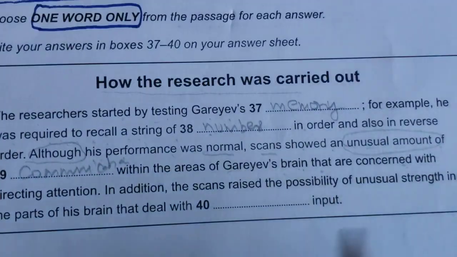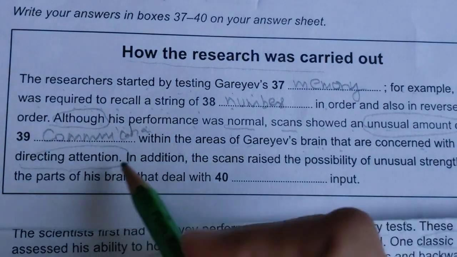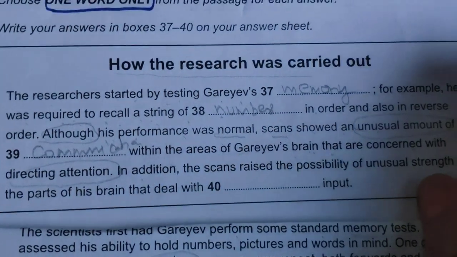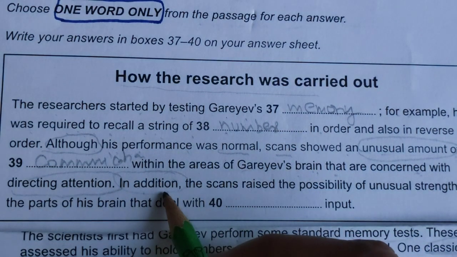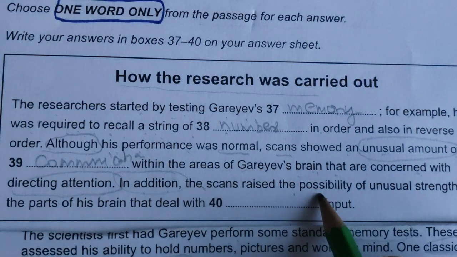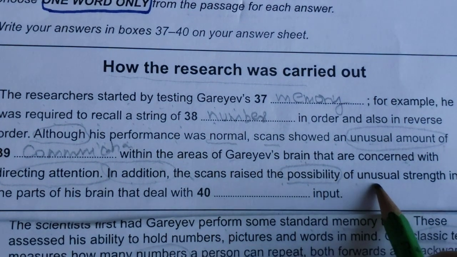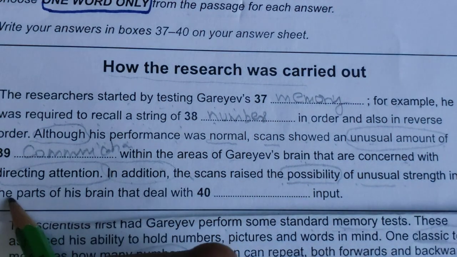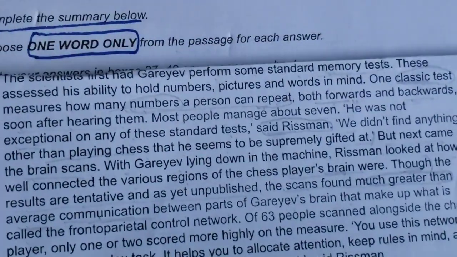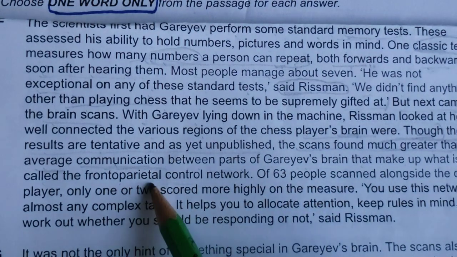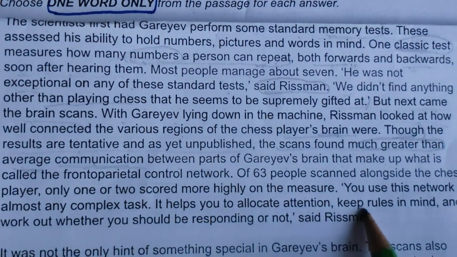So instead of control, what they have used? Directing attention. Areas of the brain that are concerned with, means some control kind of thing. In addition, of course, this is also a keyword. The scans raised the possibility of unusual strength in parts of his brain that deal with visual input. Now further, till here we have scanned along the chess player possibility. It helps you to allocate attention, keep rules.